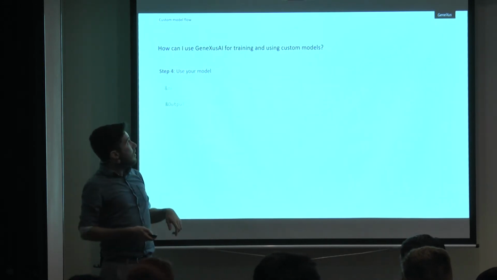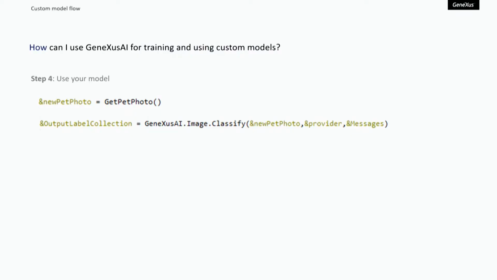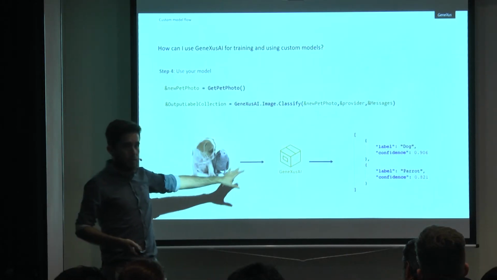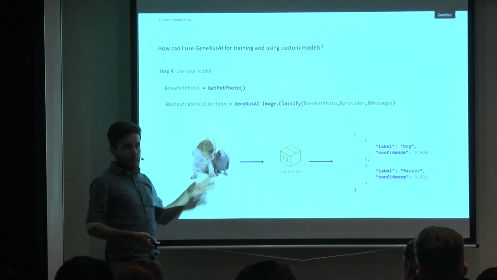And then we're going to use the model. Now, how do we use it? Well, we update the provider with the data of the model we want to use, and we call classify. Then we have a new photograph of entrance. The provider is loaded with the new information. And so if our entrance is something like this, then you take it to the GeneXus AI model, and it's going to tell us that the label is a dog and the label is a parrot with certain probabilities. And with these very simple steps, you have a model that is just and personalized to be used.